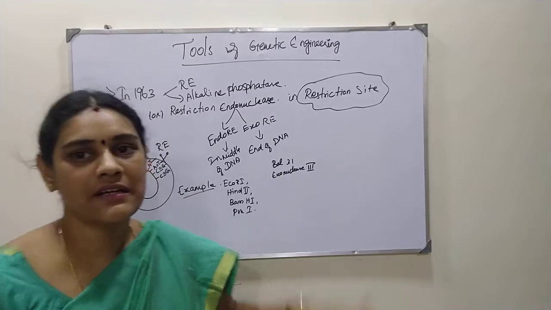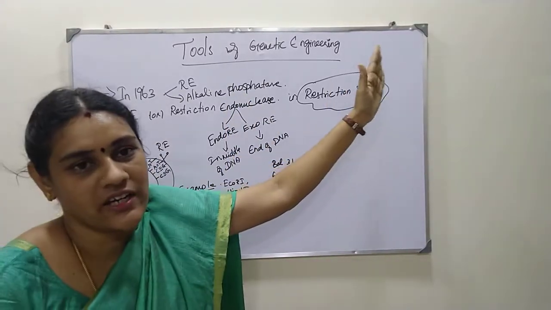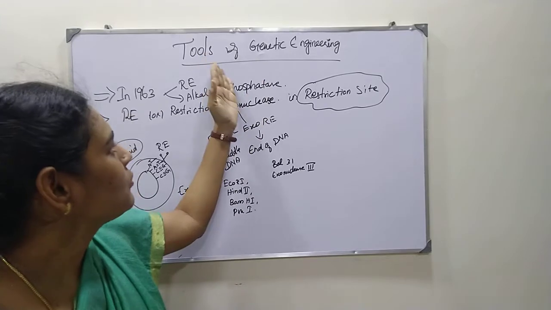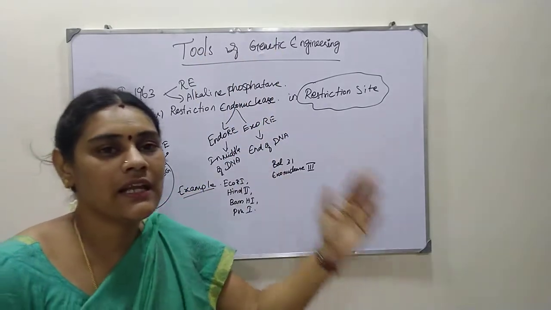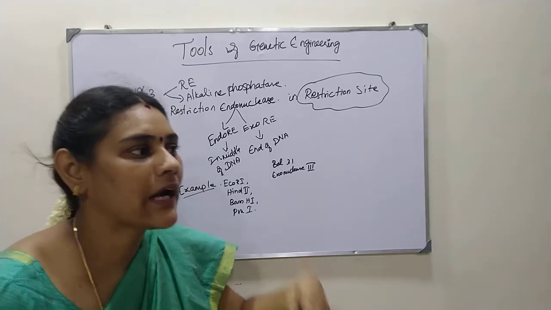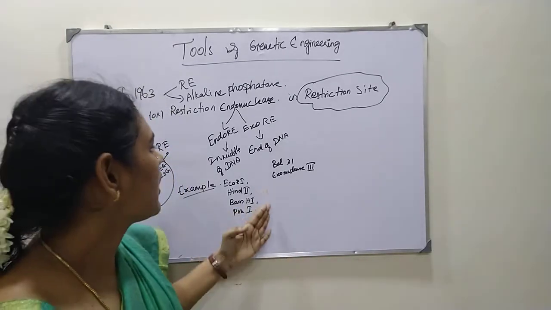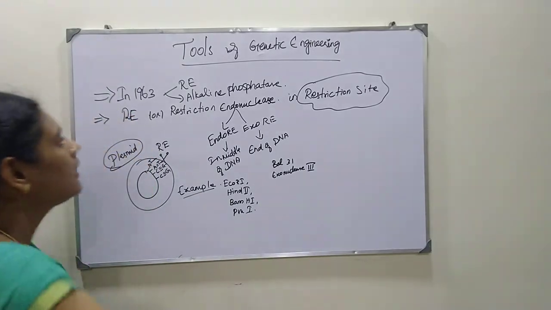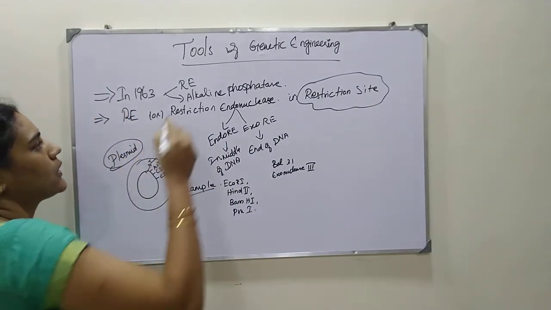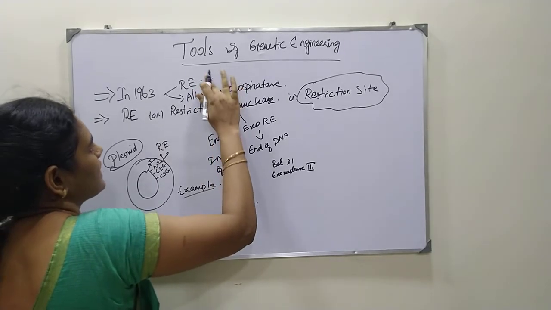Hello students, this is a continuation of tools of genetic engineering. What are the tools? Tools means the enzymes we are going to use in genetic engineering. In the last video I explained how to cut the plasmid using a molecular scissors called restriction endonuclease enzyme. What is that? In the last video I explained what an RE is, that is a restriction endonuclease enzyme.